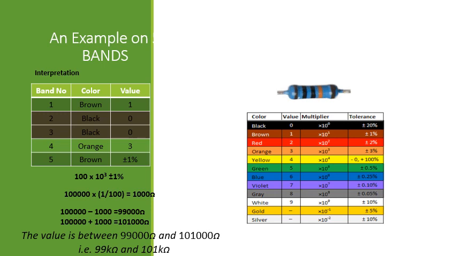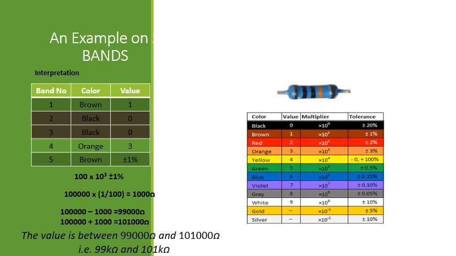Okay, so now in this case, brown is 1. You write down 1. Black, the second color, is 0. You write down 0. Then note, remember in the 4-band resistor, the third color is the multiplier, but that is not the case in the 5-band resistor. In the 5-band resistor, the fourth color is the multiplier. So now you just write down the values of the first 3 colors. Then the fourth color will be the multiplier.